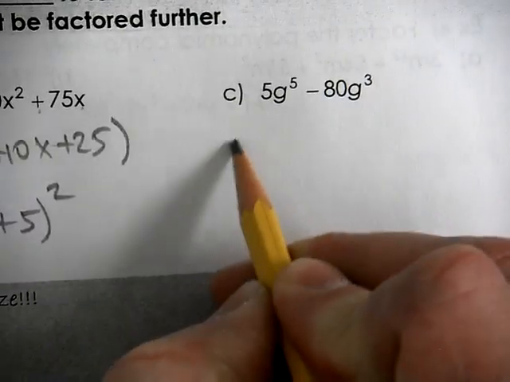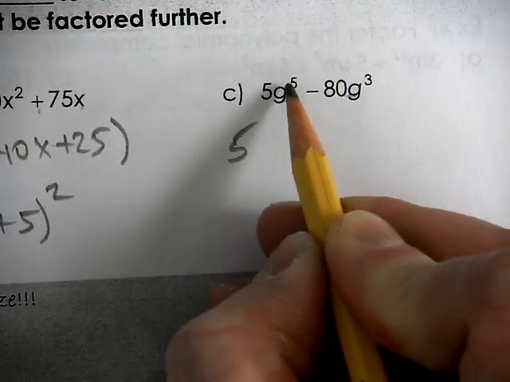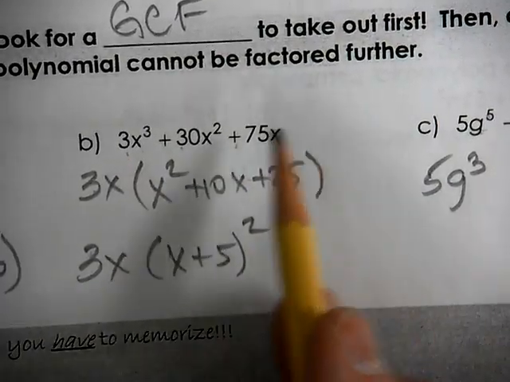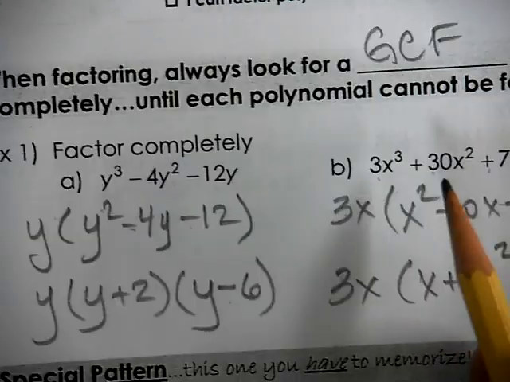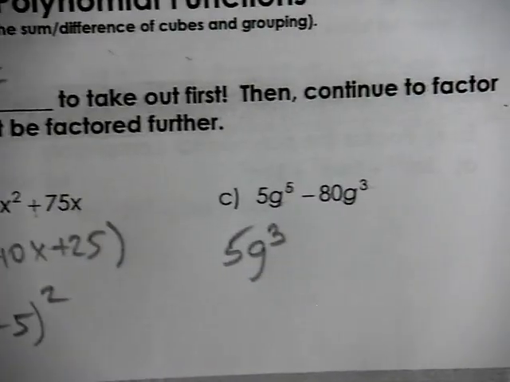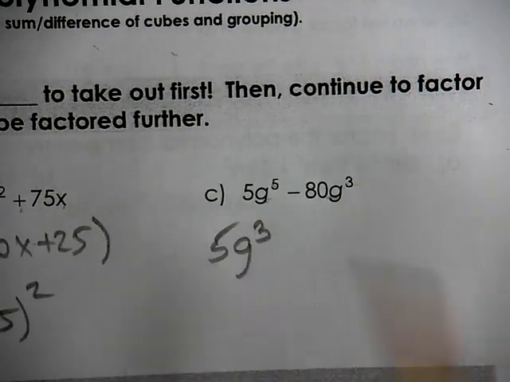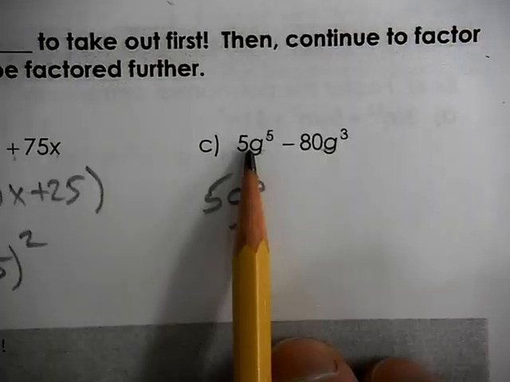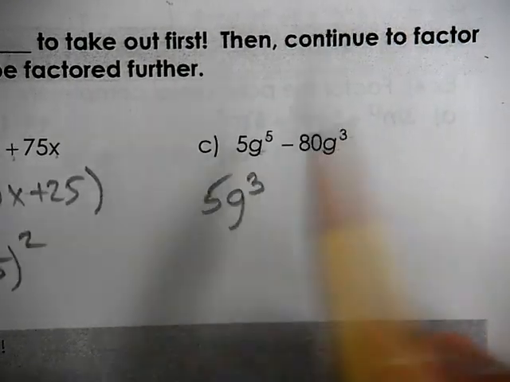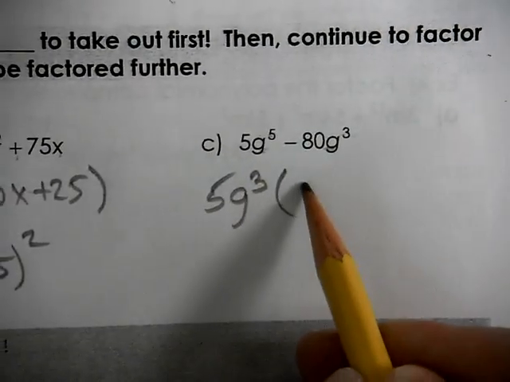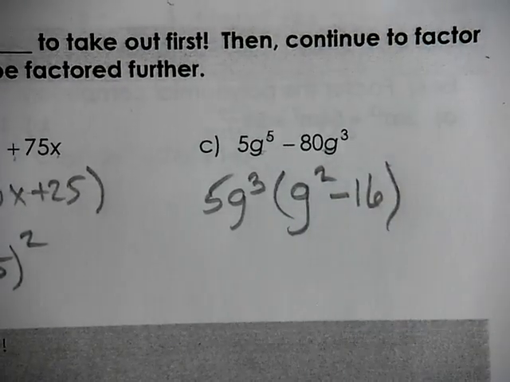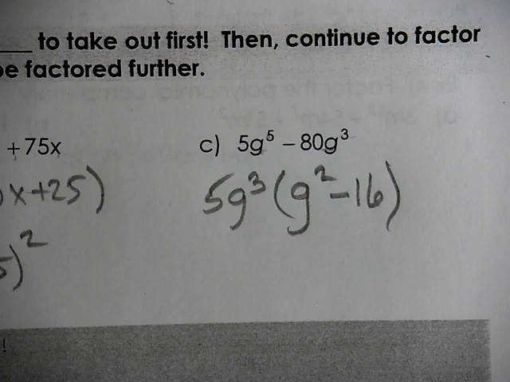I noticed that they both have a 5 and they both have g. So you take the lower exponent, which is g cubed. You always take the smallest exponent. In this case, the smallest exponent is to the third power. That's the most g's that you can take out of each of these. So that leaves me with 2 more g's here and no more g's there. 5 times 16 is 80.